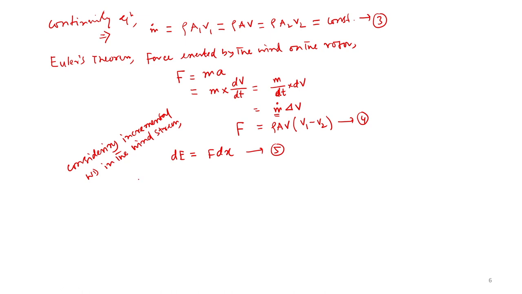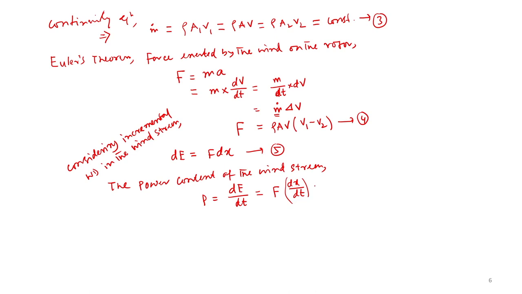Again, we can have power content of the wind stream can also be calculated. The power content of the wind stream may be defined as P is equal to dE by dt, rate of change of this incremental work done will be power. So, this F into dx by dt, right. So, this dx by dt is nothing but velocity, right. So, this is something like equation number 6.